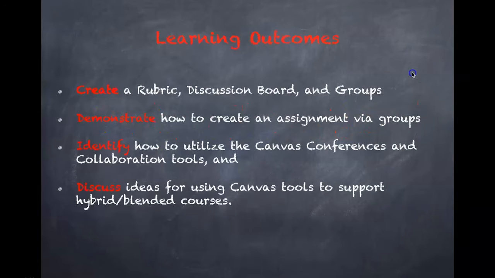This session has 4 learning outcomes that you will be able to fulfill at the end of this session. Number 1, create a rubric, discussion board, and groups. Number 2, demonstrate how to create an assignment using groups. 3, identify how to utilize the Canvas conferences and collaboration tools. And lastly, discuss ideas for using Canvas tools to support hybrid and blended courses.